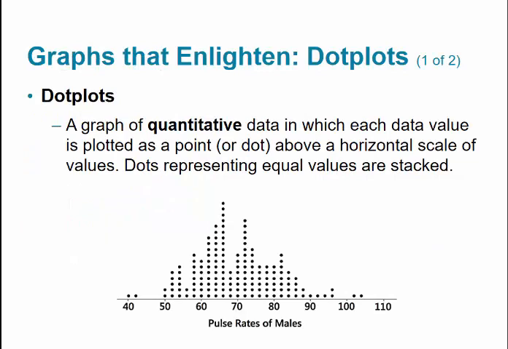So the first graph that we're going to look at is a dot plot. This is simply a graph of quantitative data in which each data value is plotted as a point or a dot above a horizontal scale of values. And so we have access to this data set, and we're going to go ahead and create this. I'll show you how to create this particular graph.